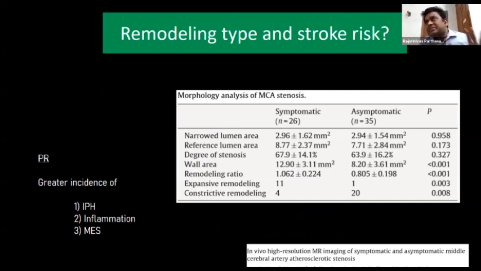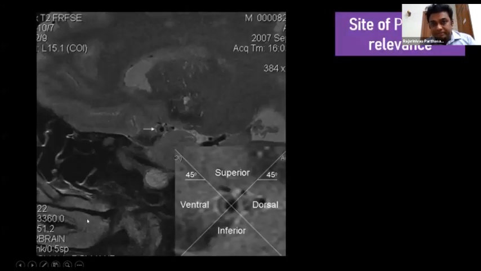Now that we have discussed remodeling types, we need to know whether the remodeling type will predict stroke risk. We know now from the literature that with a positively remodeled plaque, there's a higher stroke incidence, there's greater incidence of intra-plaque hemorrhage, there's higher incidence of inflammation, and higher chances of microembolic signals.